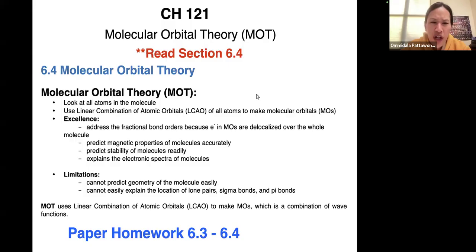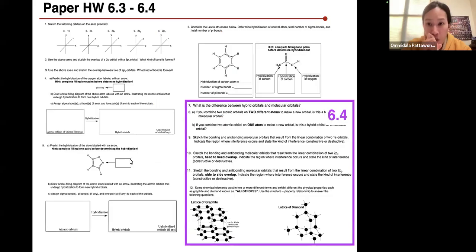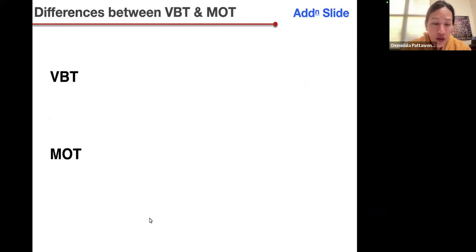We are not going to get into those properties much, but we are going to look briefly at what molecular orbital theory is exactly. If you are taking organic chemistry, you're going to learn more of this later. I'm just going to give you the introduction of what it is. The homework associated with this section would be paper homework 6.3 and 6.4, numbers 7 to 12.